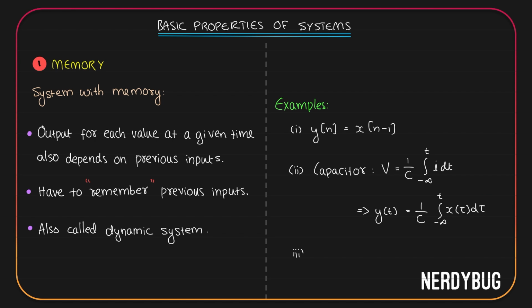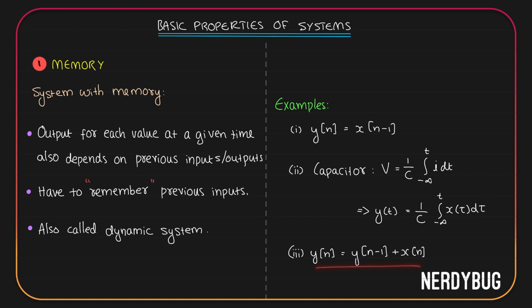The third example, y of n is equal to y of n minus 1 plus x of n. Here, the system need not know previous values of x of n, but it needs to know a previous value of the output y of n. So let's modify the definition a little bit. We have written output for each value at a given time also depends on previous inputs. Let's write inputs or outputs.